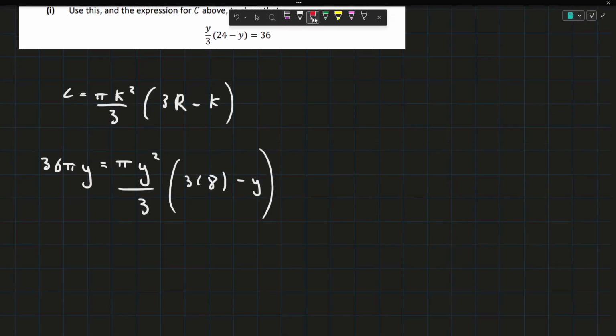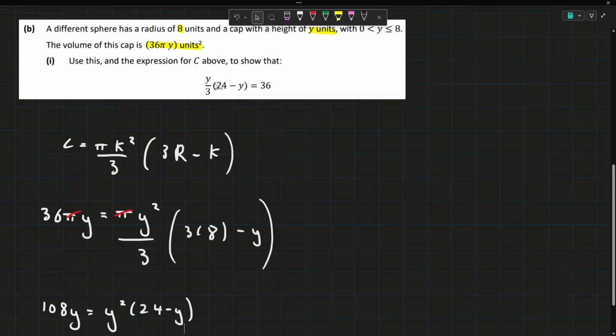So a few things we can do. We can cancel this pi and this pi, basically dividing both sides by pi. We can multiply both sides by 3 up to the left-hand side. And then when we do that, I won't do too much at once. So I'll say that when you multiply the 3 up, you'll get 108y equals y squared times 3 times 8, sorry, is 24 minus y. And you can see we're quite close to the answer here.